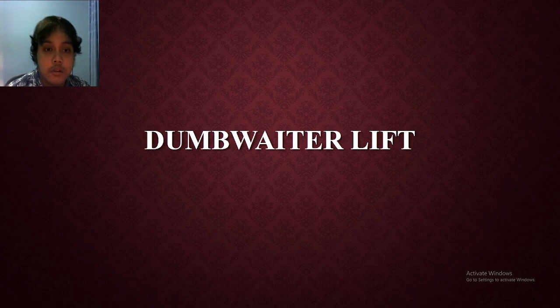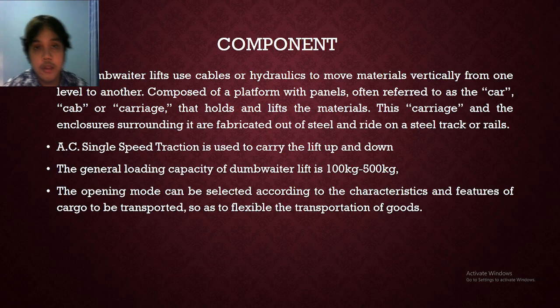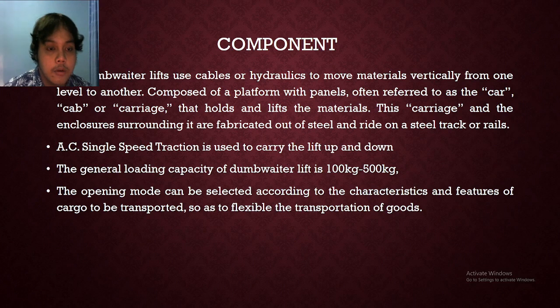For my part, I'll be talking about the dumbwaiter lift. The main component of the lift: the dumbwaiter lift uses cables or hydraulics to move materials vertically from one level to another, composed of a platform with panels, often referred to as the car, cab or carriage, that holds and lifts the materials. This carriage and the enclosures surrounding it are fabricated out of steel and ride on a steel track or rails.